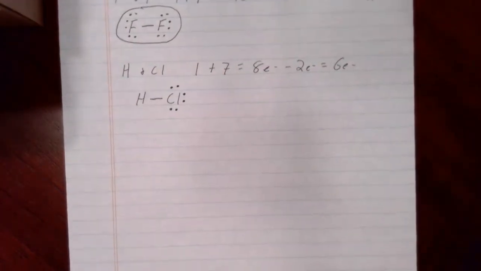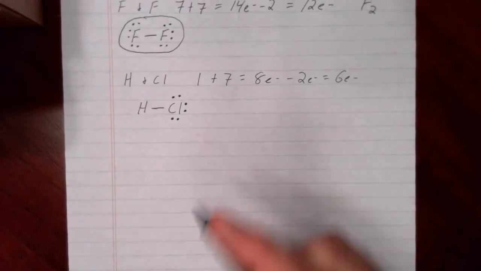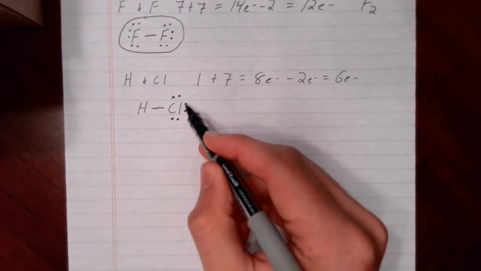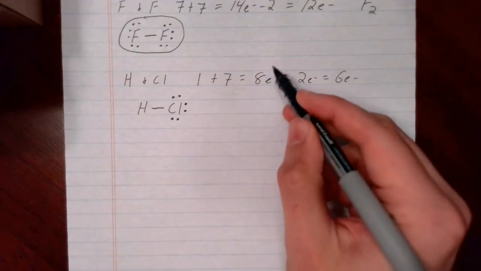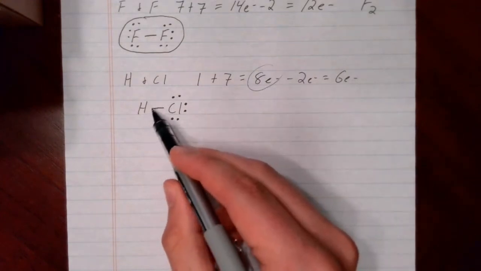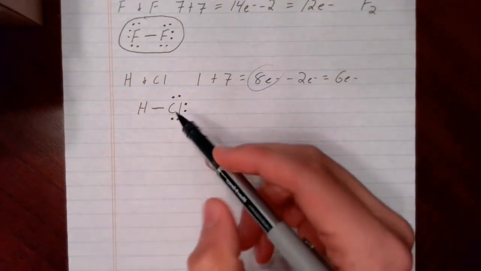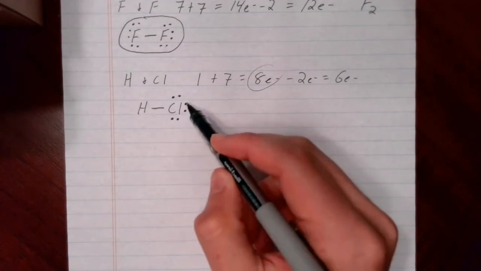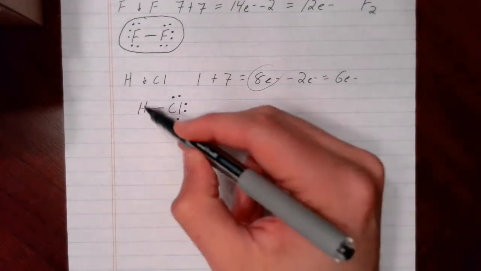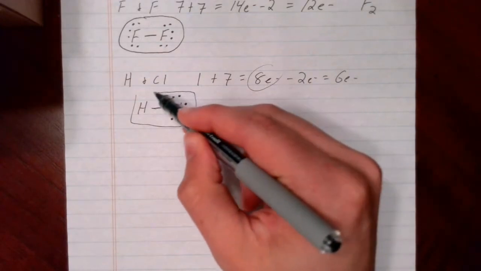Okay. So now I go back and double check myself. I used 1, 2, 3, 4, 5, 6, 7, 8 electrons total, so I'm good there. Hydrogen has 1, 2 electrons, so it's happy. Chlorine has 1, 2, 3, 4, 5, 6, 7, 8 electrons, so it's happy. So that's my final answer.